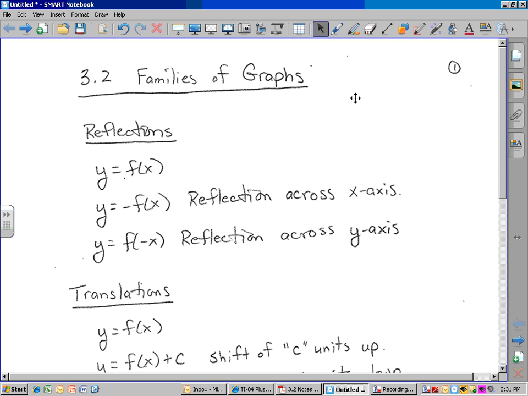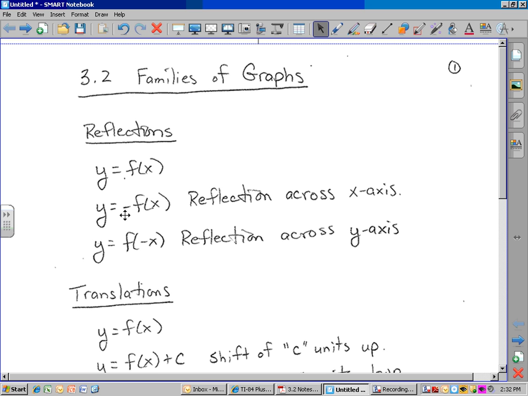Okay, 3.2, families of graphs. I'll talk about the different types of transformations that you can do on different functions. If you have a function y equals f of x, and you put a negative on it, that causes a reflection across the x-axis.